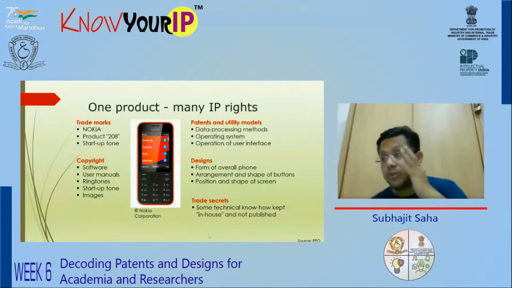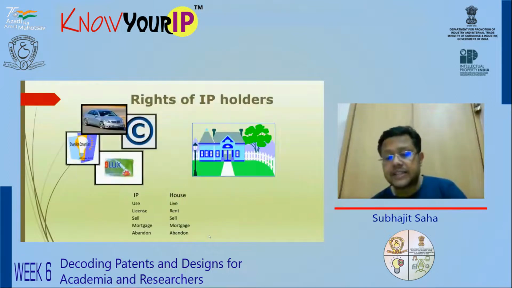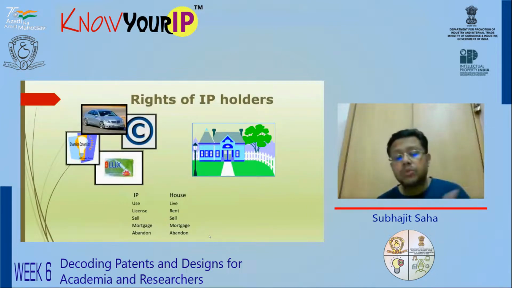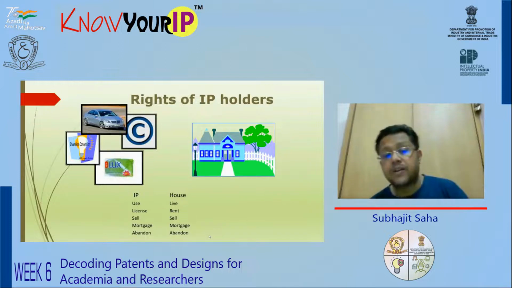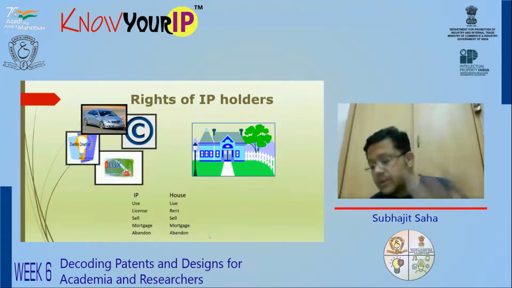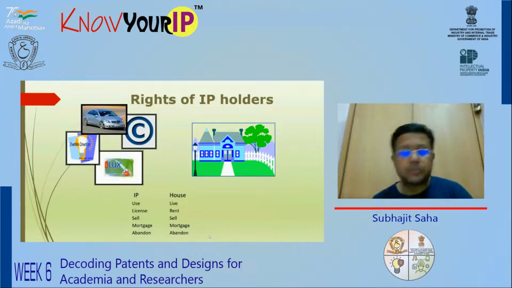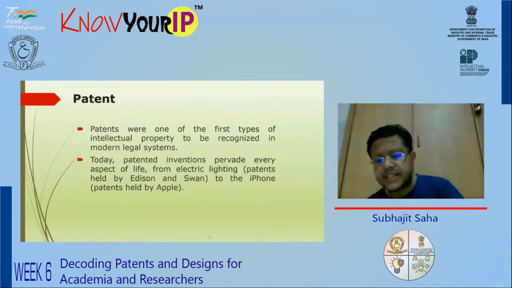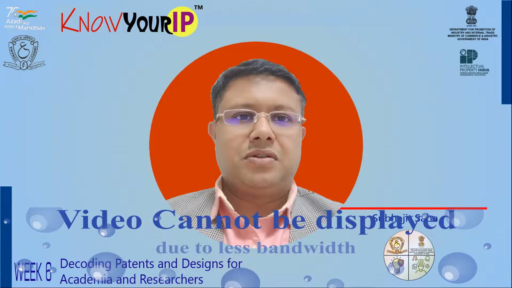But this knowledge which I have learned, it's really essential that I translate it, which will trigger all of us to do more. And if you see what the rights of IP holders are, it's similar to your home. You use your home, you license your home, you sell your home, you mortgage, abandon. The same thing happens. You can gift a patent to anybody. You can sell patents. Patents were one of the first types of intellectual property recognized in today's modern legal system. And today's patent inventions pervade every aspect of life.